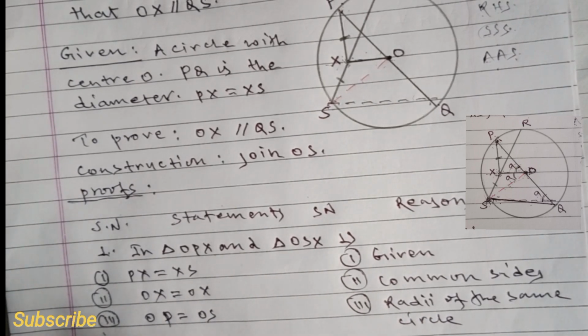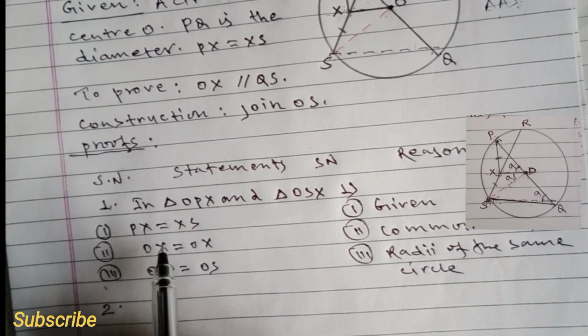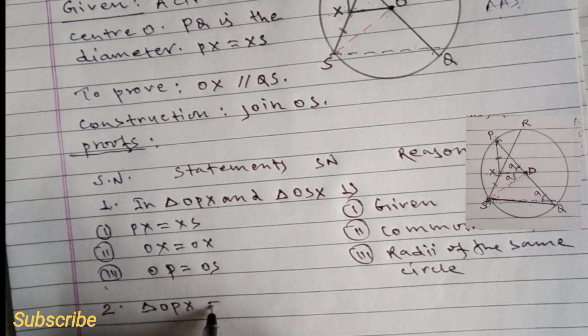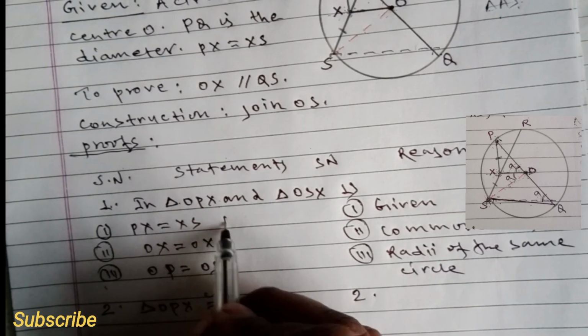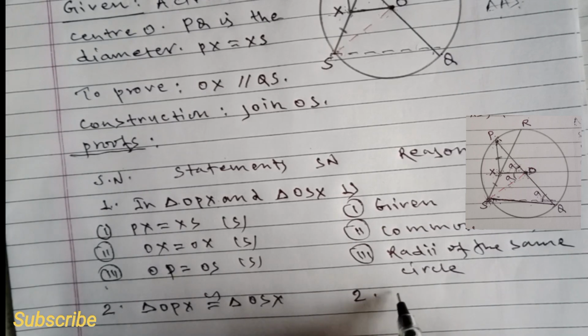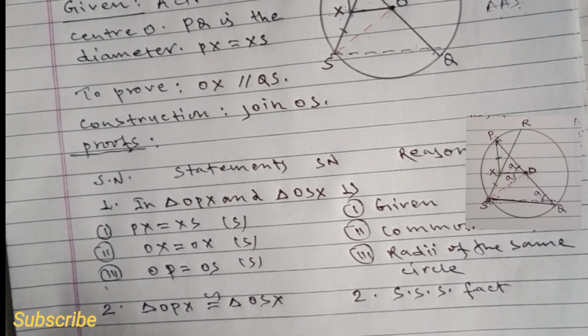Now in statement number 2, we can write triangle OPX congruent to triangle OSX. The reason is by SSS fact of congruency test of two triangles.